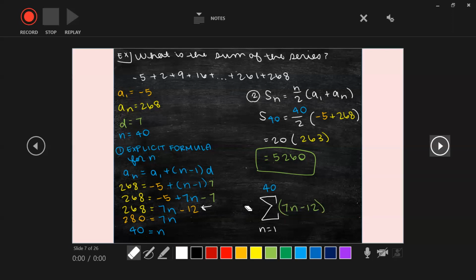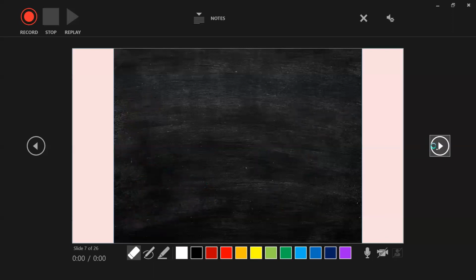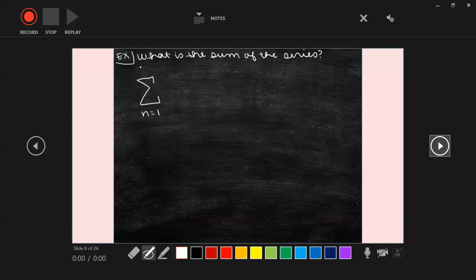So let's do one more from 9.4, and then we are going to move on to 9.5. So you're going to have this, and it is going to say, what is the sum of the series? But this time, you're going to be given the Riemann sum instead. So you're going to get n is equal to 1. You're going to have 70 up here, and you're going to have 5n plus 3.